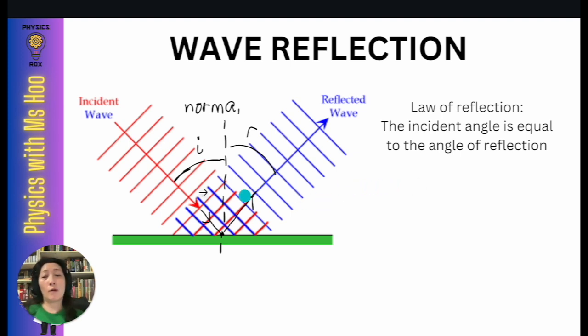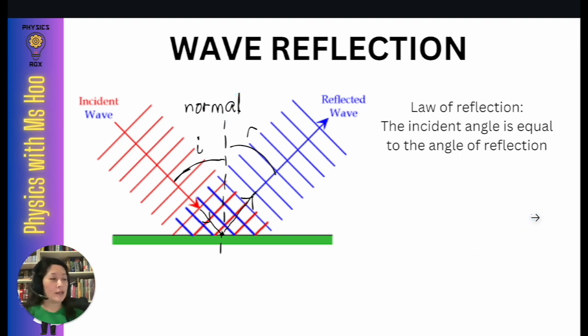When we look at water waves, we will not see these directional arrows. We'll only see the wave fronts going right? But if you're wondering, do they actually obey the law of reflection? Yes, they do. Remember, we measure it from the normal line, which I've just fixed the spelling of.